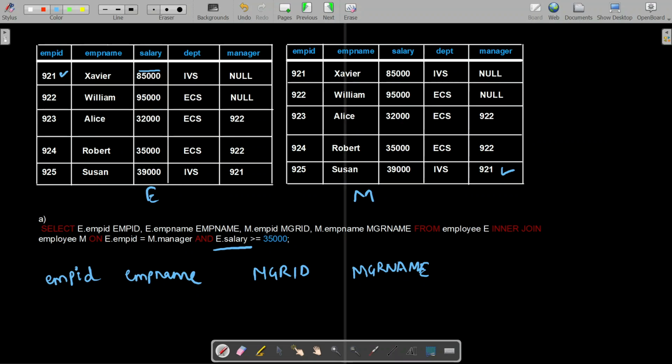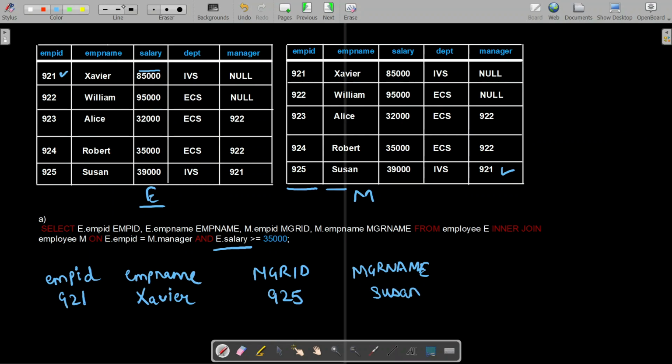So in our answer, we will include e.empid. So e.empid was 921, e.emp name in the first row was Xavier, m.empid in this particular row was 925, and m.emp name in this particular row was Susan. This will be the first row of our output.